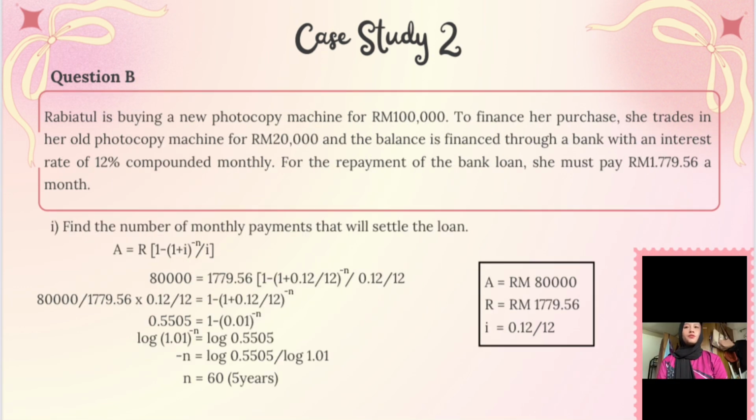For part B1, we need to find the number of monthly payments, which is n. We are given that the total loan amount is 80,000. The monthly payment is 1,779.56, and the interest rate is 12% per year compounded monthly. Since the payment is monthly, we divide the annual interest rate by 12. So, the monthly interest rate is 0.12 divided by 12.